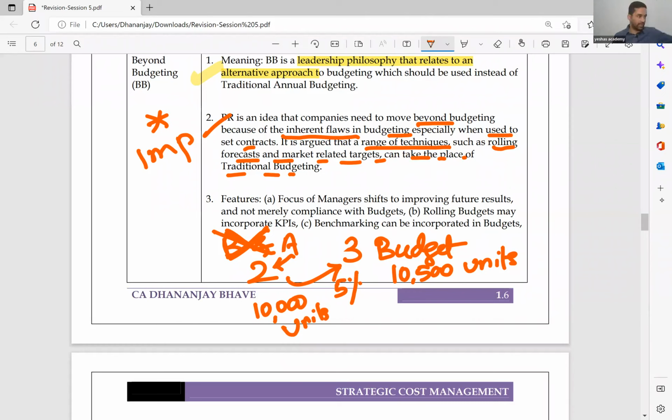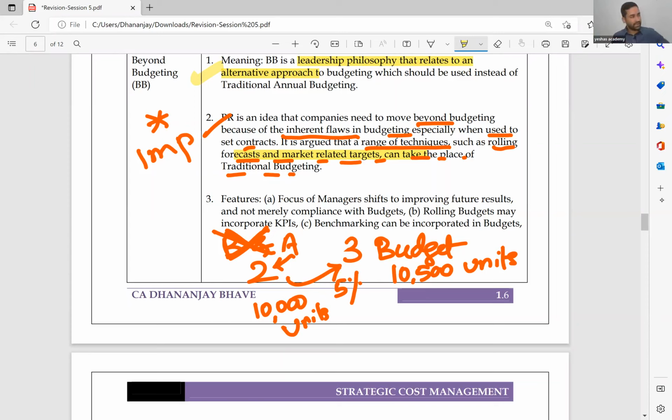How much did we achieve last time? Plus 5-10% growth. Beyond budgeting says, look, you need to set the target based on the market related factors. Everyone else in the market, every other competitor of you, they are producing 11,500 units per day. And you're still saying last year ours was 10,000, therefore our target is 10,500. This has a very, very basic fundamental requirement to rethink the way budget is prepared.